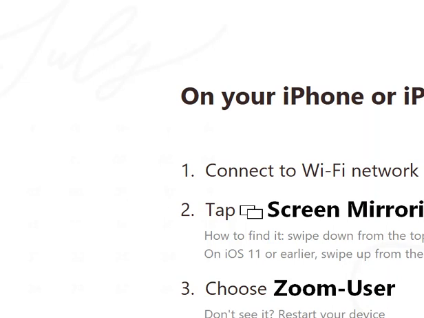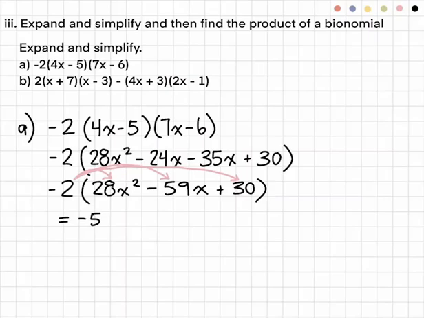Oops, my iPad. I think we're back. Is this working? Where was I?